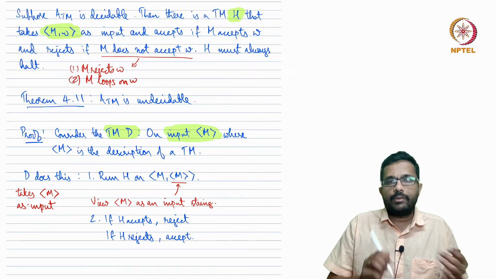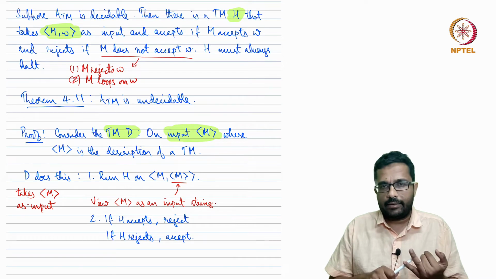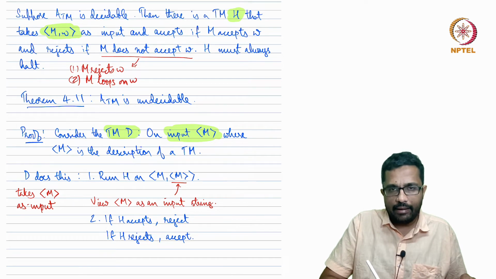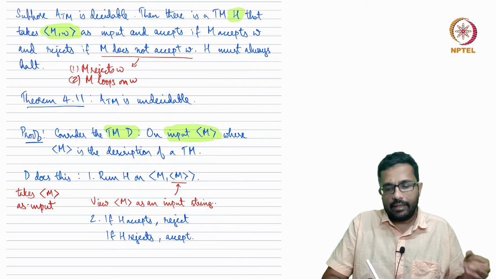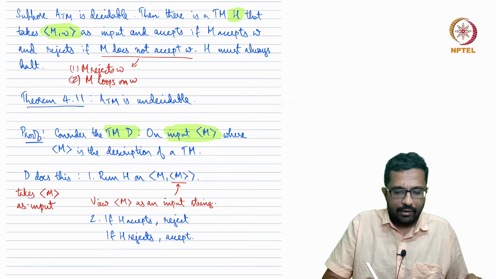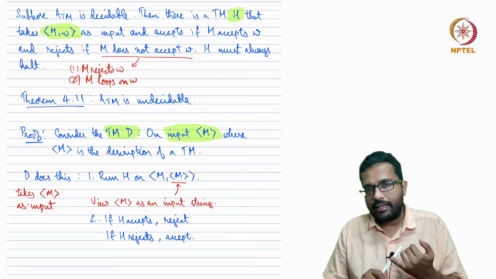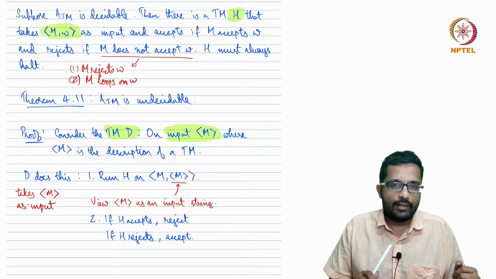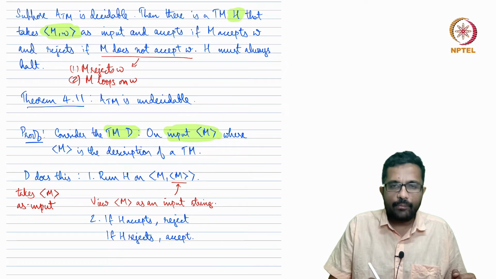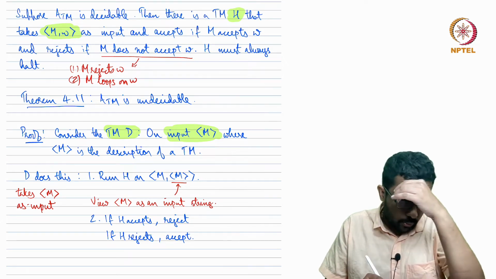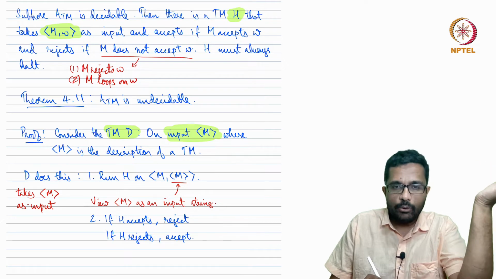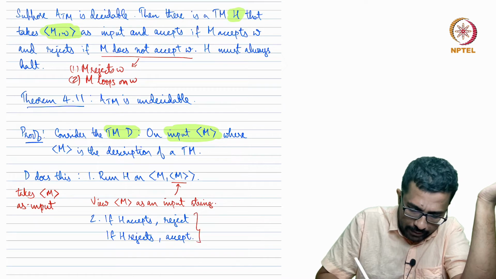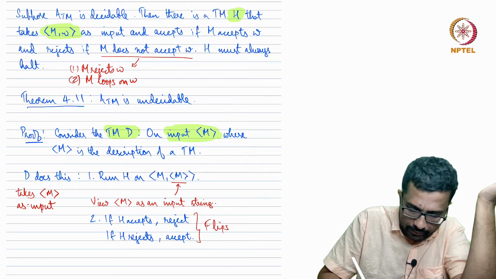H is a decider, which means we know for sure that H will accept or reject. If M accepts the description of itself, H will accept. If M does not accept its own description, H will reject. Meaning if M rejects its own description, H will reject, and if M loops on its own description, even then H will reject. So in either case, H will reject. Now what does D do? D actually flips the output of H.